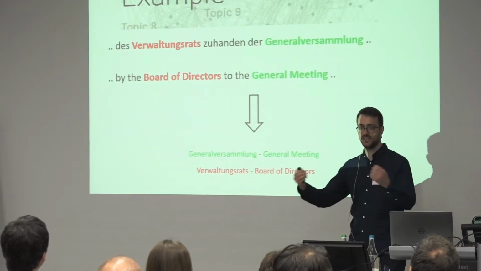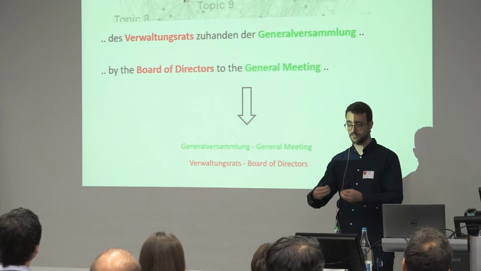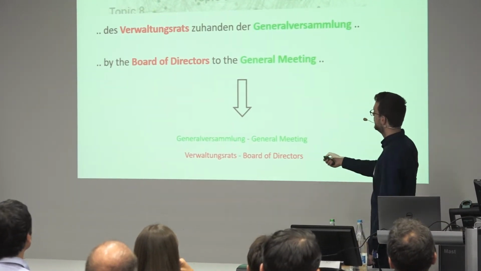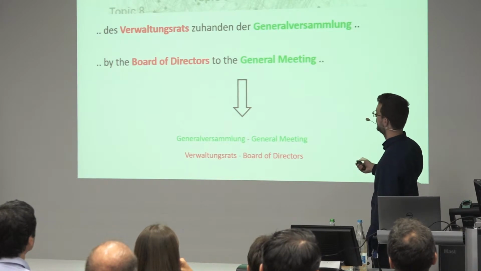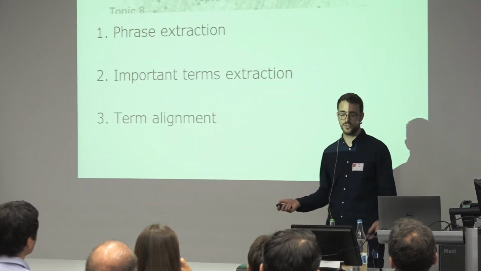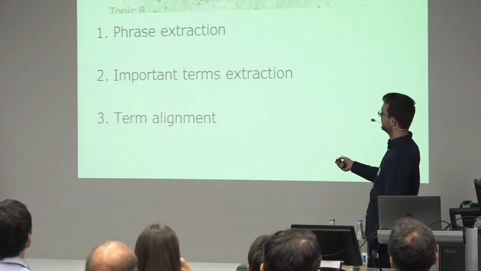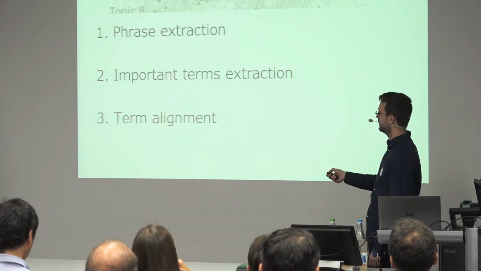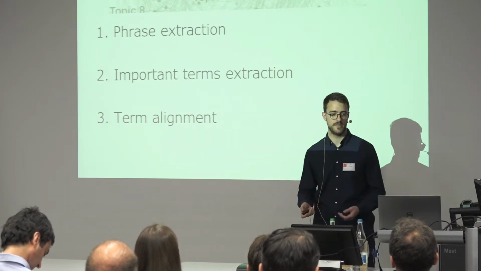Since every sentence has multiple important terms in it, you have to sort of get the matching and not mess that up. So we have this 3-phase approach, which sort of summarizes what I just presented: phrase extraction, then extract important terms, and finally do the term alignment.